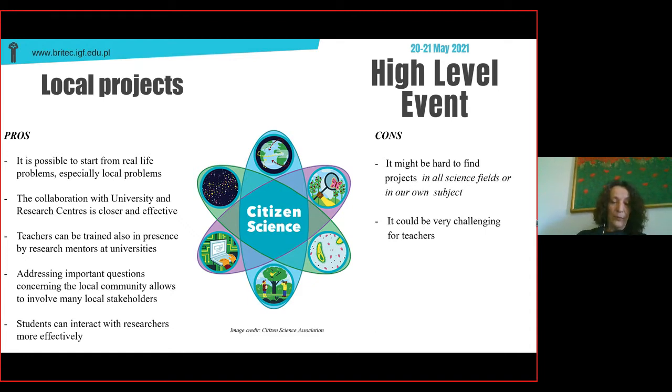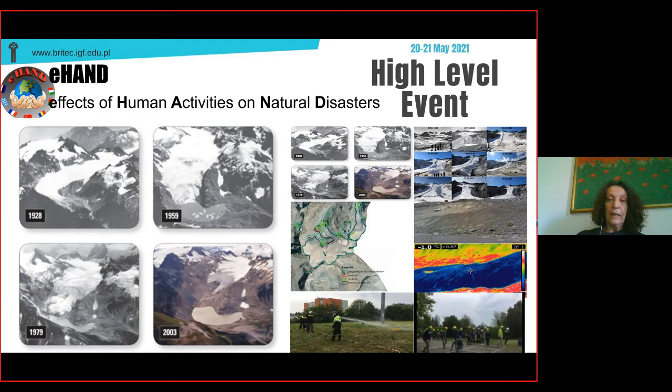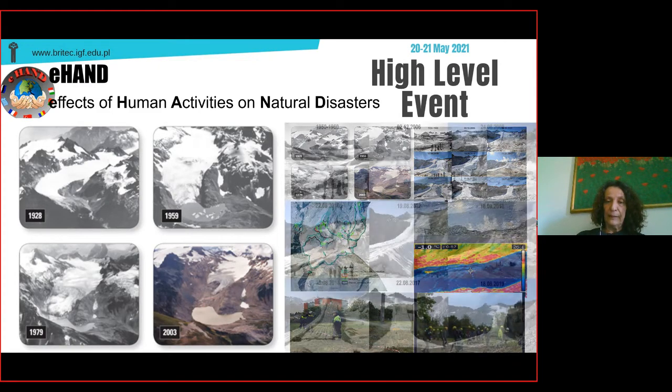I had experience in both ways, but now I would like to present an example of a local project, even in an international context. END was an Erasmus Plus project along with seven European schools about the effect of human activity on natural disasters. Each partner had to focus on local problems, so in my area, Lombardy, our investigations were about hydrological instability, which is mostly related to mountain issues like permafrost thaw or glacier melting.